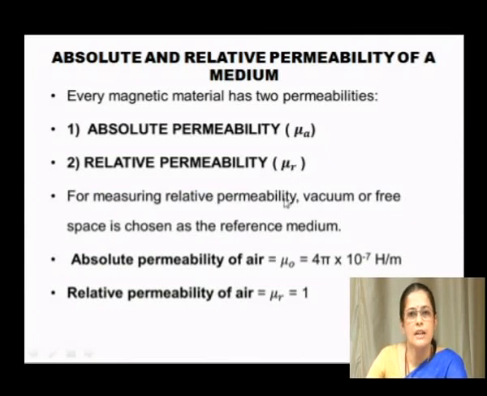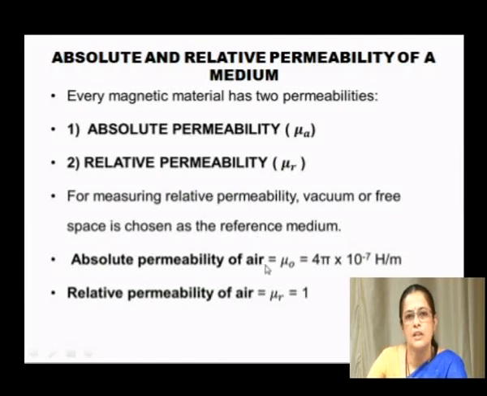For measuring the relative permeability, vacuum or free space is chosen as the reference medium. So, whenever we say relative, what does it mean? It is with respect to another parameter, with respect to something else that we are going to express. So, here whenever we say relative permeability, it is usually the permeability of any material that is taken with respect to vacuum or free space. So, this vacuum or free space is chosen as the reference medium.